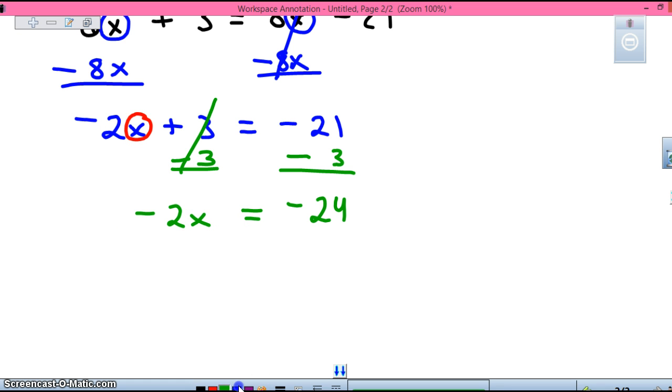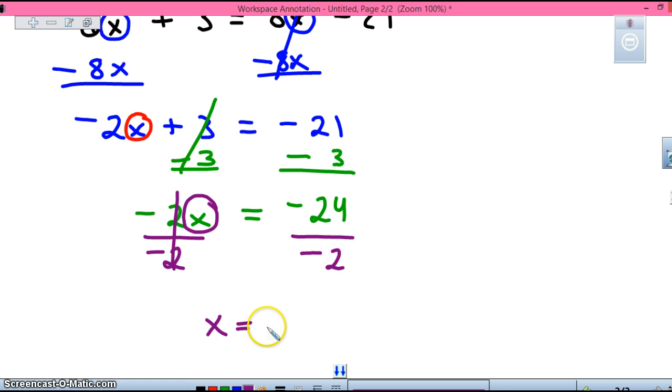Have we finished solving? No. So to have x by itself, what is the inverse operation? So we divide by negative 2. What you do to one side, you do to the other. X is equal to 12. Can we check this equation?